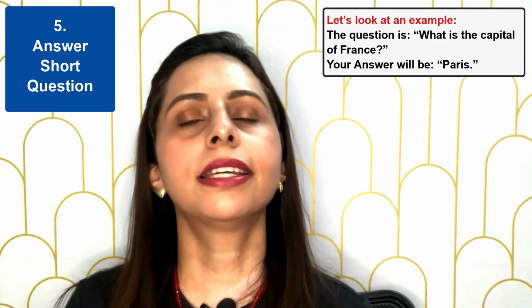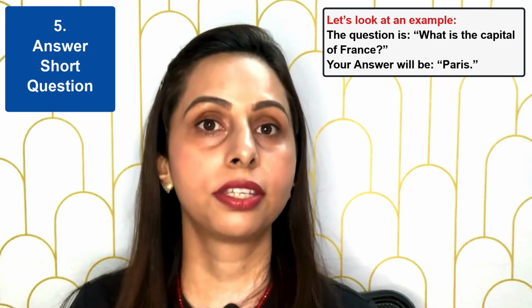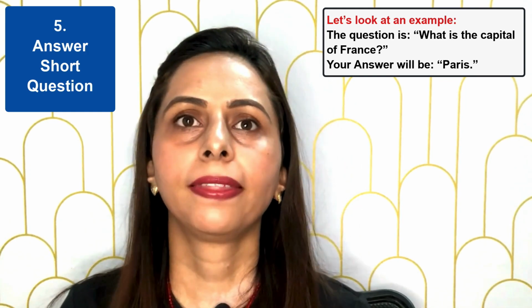Last step, we will look at the answer short question. So what do you need to do in this question type? You will listen to a question and give a short, direct answer. The answer has to be a word or a couple of words, not more than that, not full sentences. Okay? Let's look at an example. The question is, what is the capital of France? Your answer will be Paris.